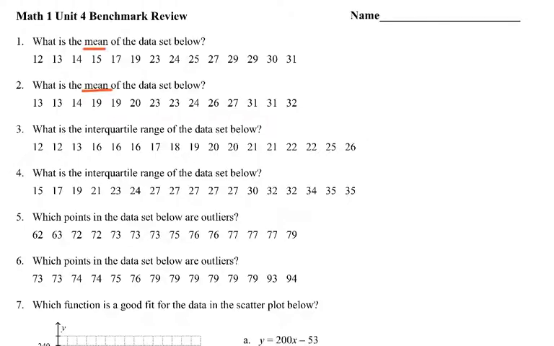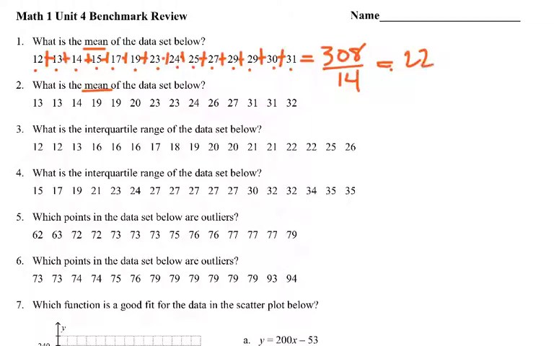Remember that when we talk about the mean, we are referring to the average as well. It goes by both names. So, we add up every number, and then we divide by how many there are. So if I add those all up, we get 308. Then we divide that by 1, 2, 3, 4, 5, 6, 7, 8, 9, 10, 11, 12, 13, 14. So 308 divided by 14, and then we want the decimal here. And we get 22. So our mean is 22.